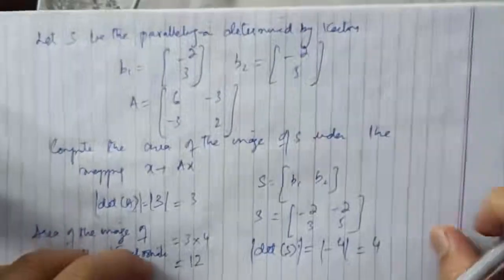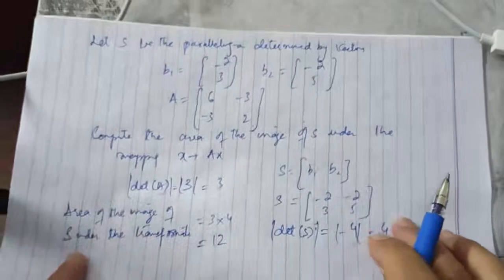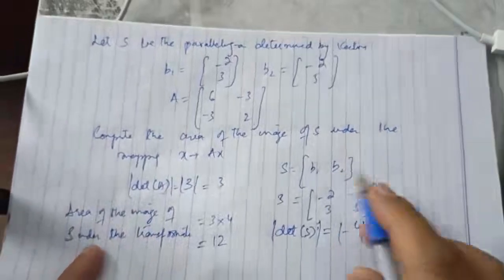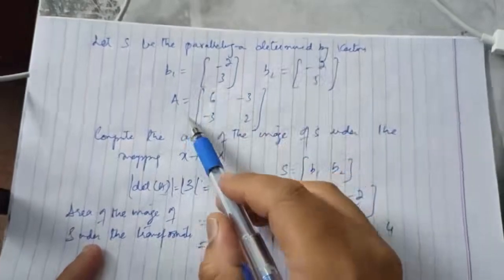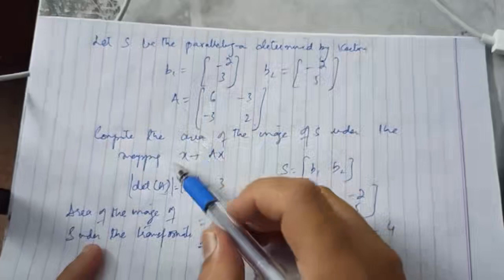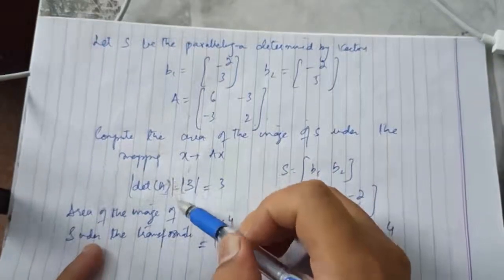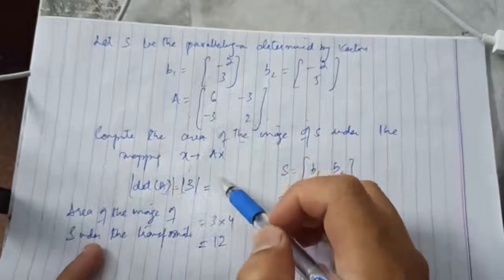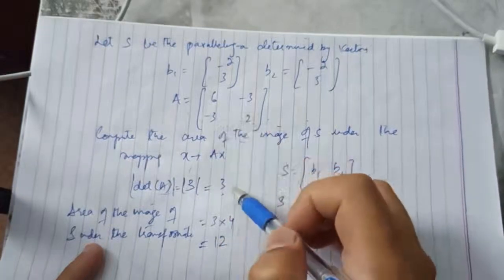Similarly, we can do another example. It's more of a repetition of the previous example. Let S be the parallelogram determined by these vectors, and the transformation here is given by A. What we can do here is find the determinant of this A first, and then take the magnitude, which comes out to be 12 minus 9, that comes out to be 3.